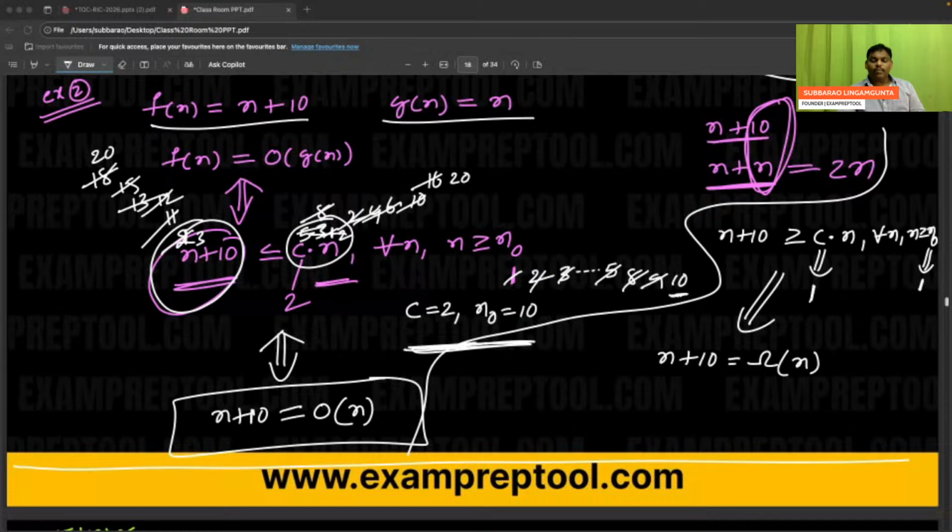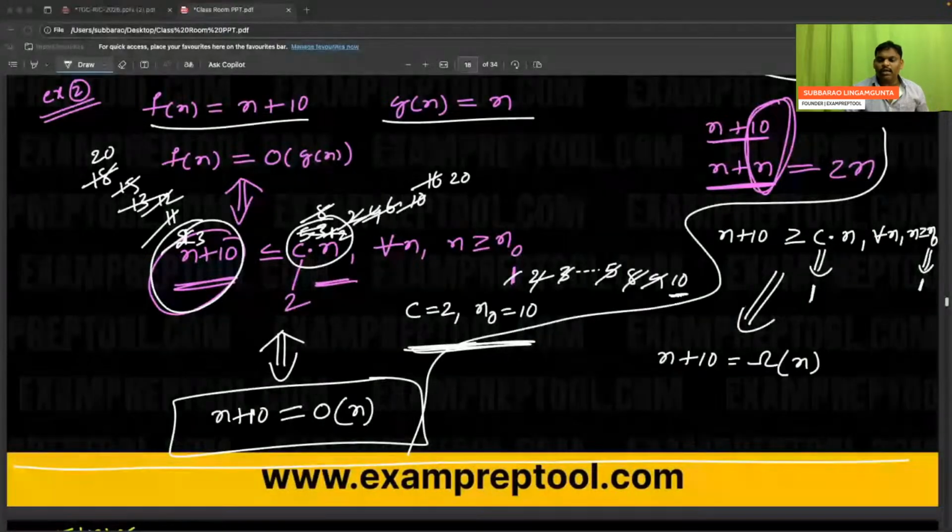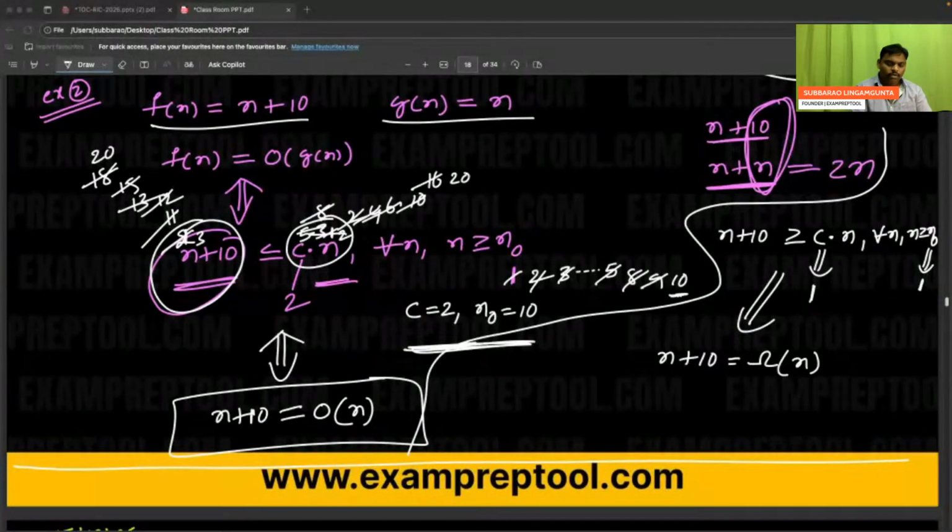Very simple. Big O means less than or equal to. Omega means greater than or equal to. Big O means less than or equal to. Omega means greater than or equal to. Let me know. Anyone having any objection? Check. One of the important topics you are studying. In the algorithm subject, it's a very, very important one.